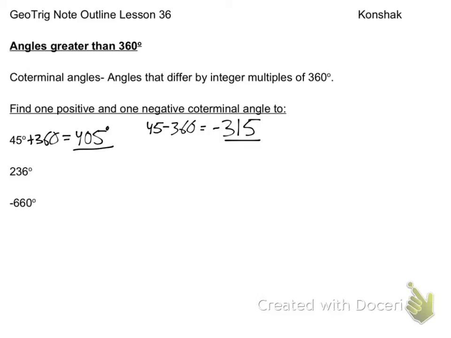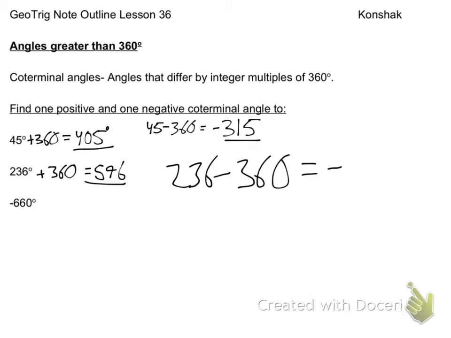What about 236? That's definitely not one of our reference angles. But does it change anything? No. What's the easiest way to get to a positive coterminal angle? Add 360. And if I do that, what do I get? 596. And if I wanted to find a negative coterminal angle, I will just take 236 and subtract 360, and I end up with a negative 124.